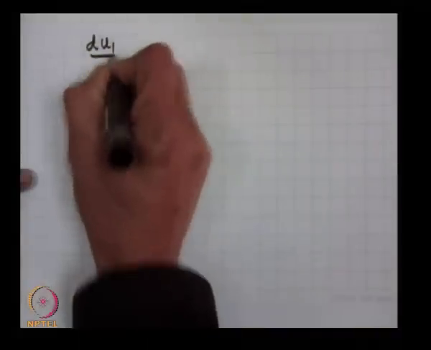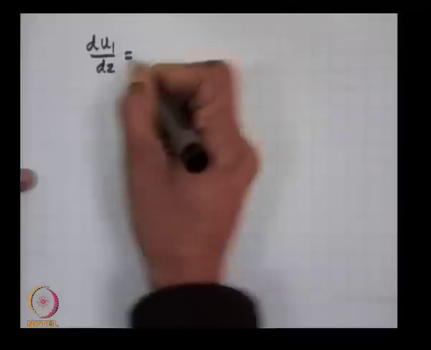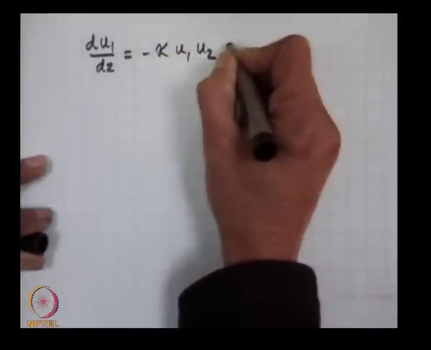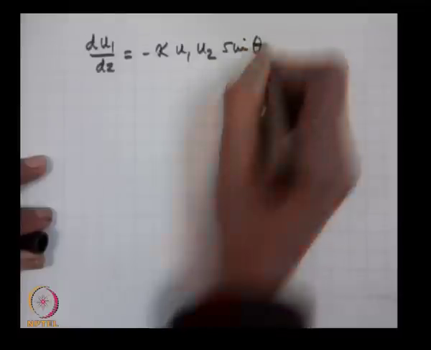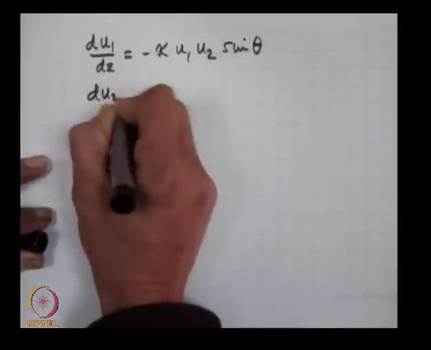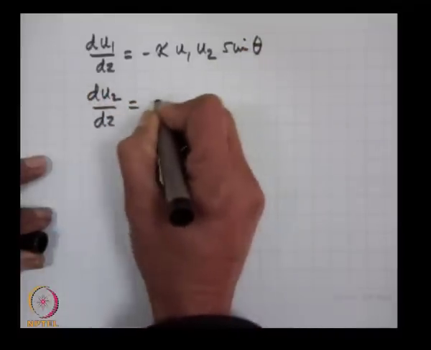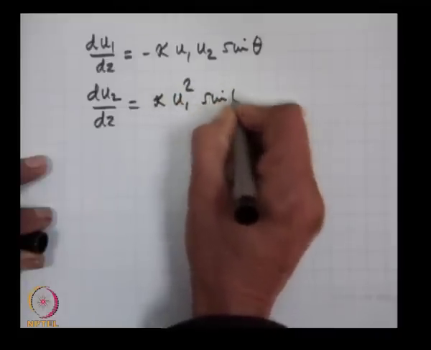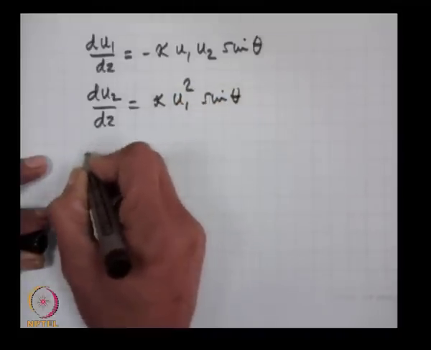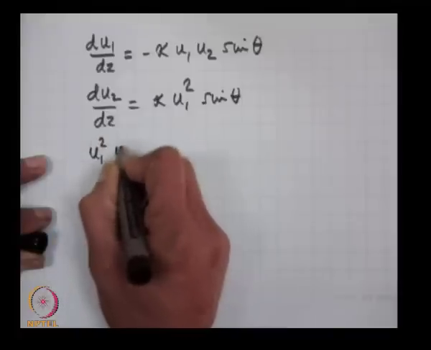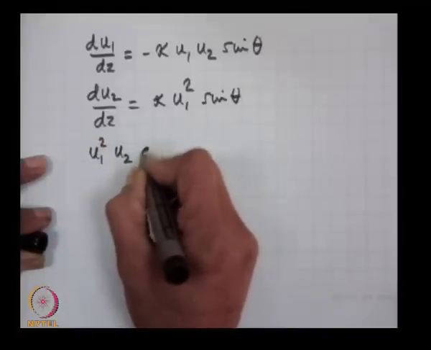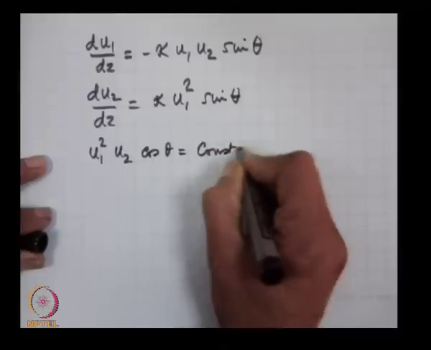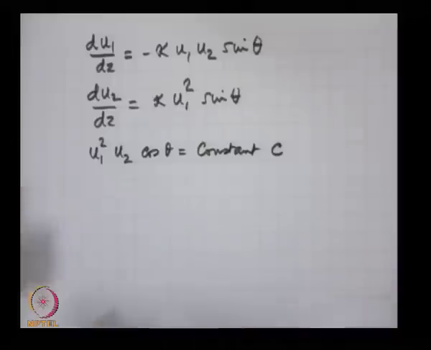du1 by dz is equal to minus kappa u1 u2 sin theta. du2 by dz is equal to kappa u1 square sin theta. And we had also obtained u1 square u2 cos theta is equal to constant, some constant c.